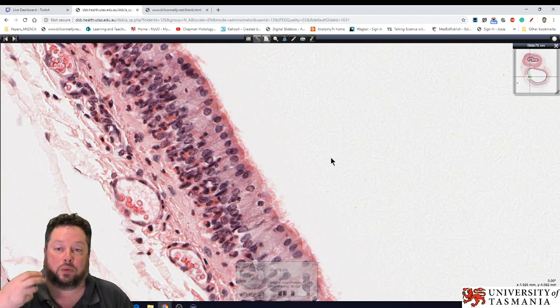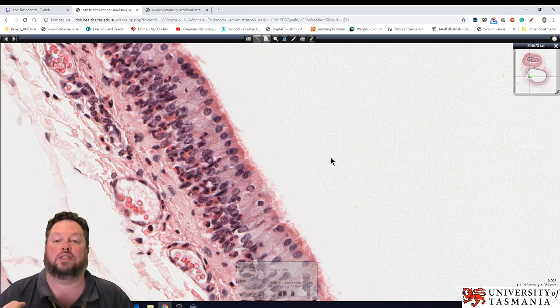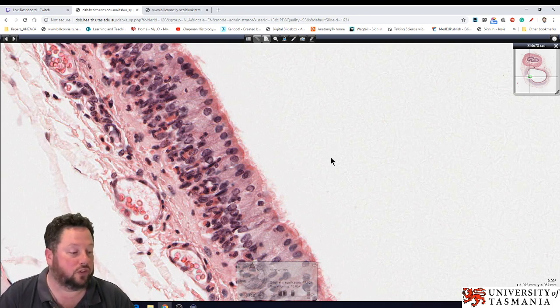Once we get past the nasal cavity, once we get past the nasal hairs, we then move into the lower respiratory tract, and the filtering is brought about by the mucus that's being secreted onto the surface.